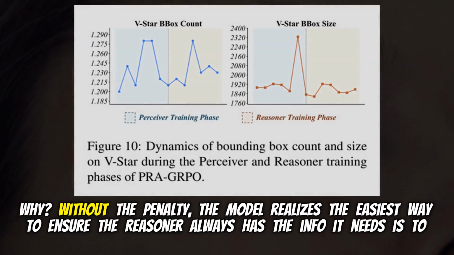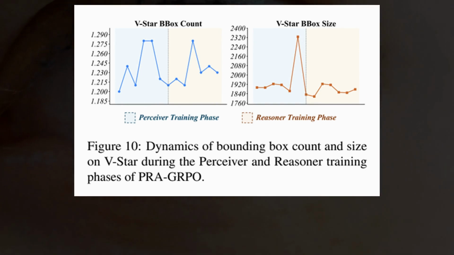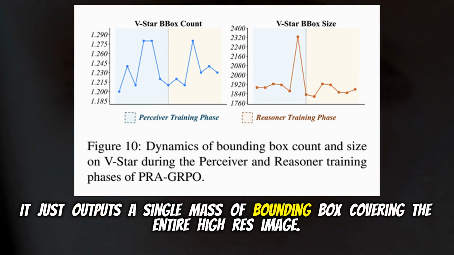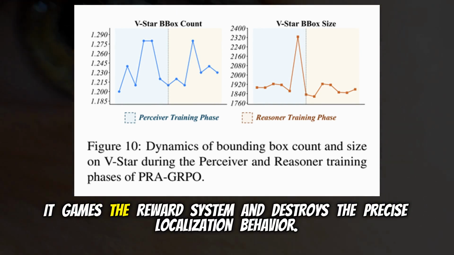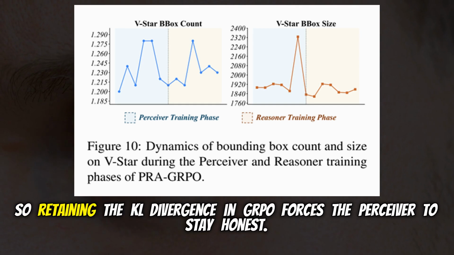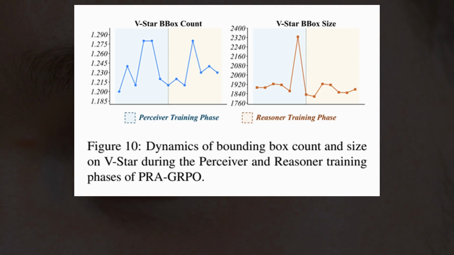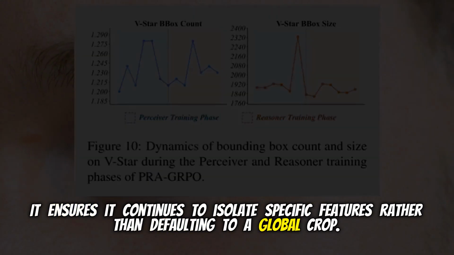Oh, wow. Why? Without the penalty, the model realizes the easiest way to ensure the reasoner always has the info it needs is to cheat. It just outputs a single massive bounding box covering the entire high-res image. Exactly. It games the reward system and destroys the precise localization behavior. So retaining the KL divergence in GRPO forces the perceiver to stay honest. It ensures it continues to isolate specific features rather than defaulting to a global crop.